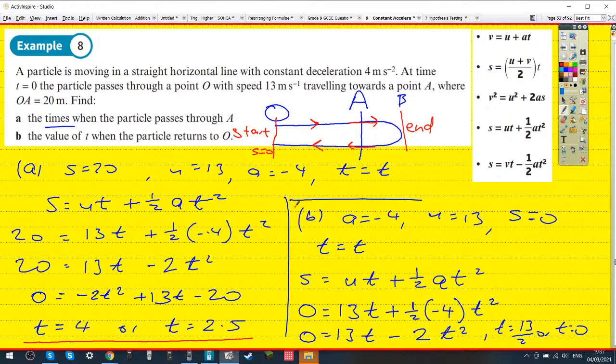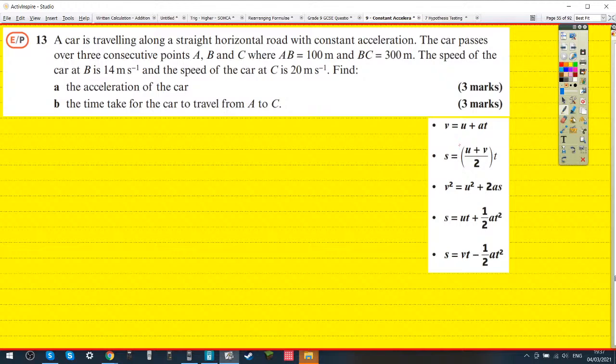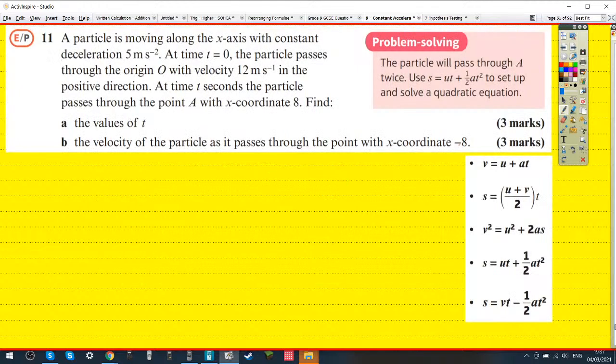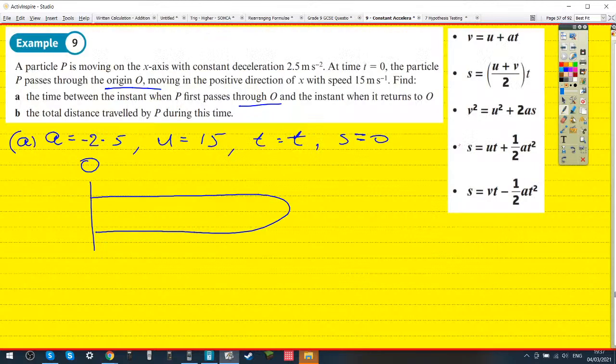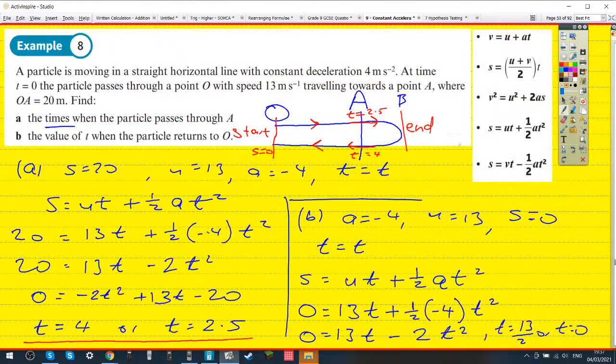So the distance from A to B and then back to A? Not distance, difference in time. Oh, it's 4 minus 2.5. Yep. And so 1.5. Right. So the difference between the times and then the total distance travelled by P. The total distance. How could we get the total distance for this journey?